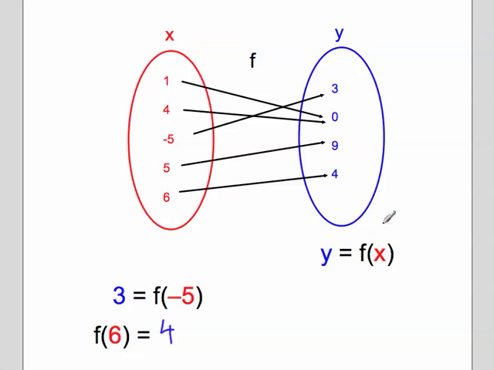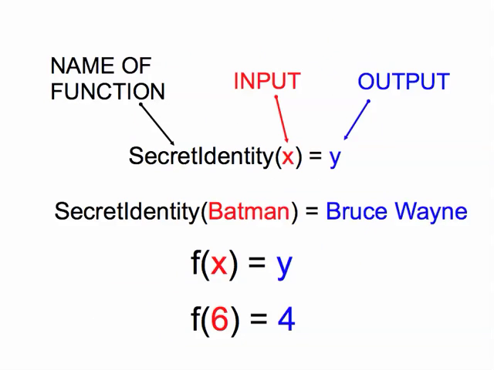Okay, so this type of notation that we're using here is called function notation. And it's got 3 parts. It's got the name of the function, secret identity in this case. It's got the space for the input variable, which is usually x, and the space for the output variable, which is usually y. So we saw that secret identity of Batman was Bruce Wayne. Again, the name of the function, the input variable, and the output, or the input value, and the output value. So f of x is equal to y, and then we saw that f of 6 was equal to 4.